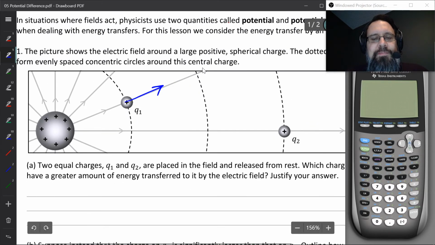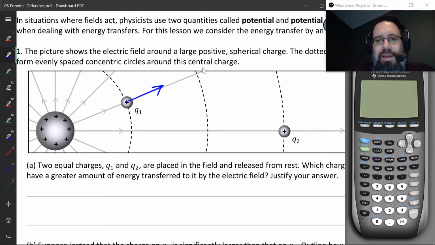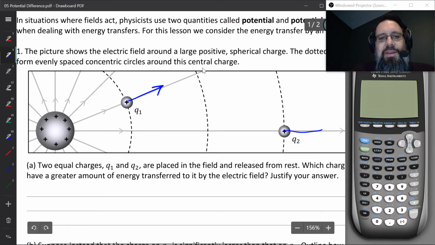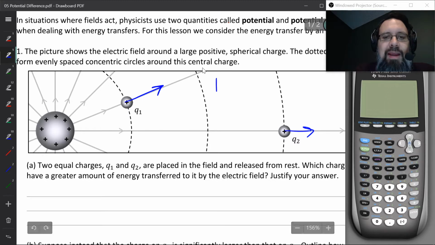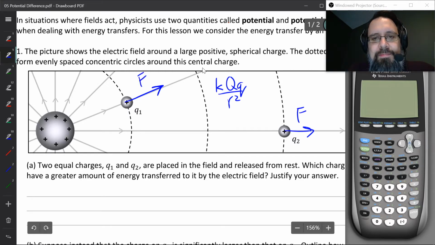What about Q2? Also repelled. It's going to repel as well. But what's the main difference between Q1 and Q2 as it relates to this configuration here? Distance from the center point. You got it. Q2 is way further away. So if we remember back to Coulomb's law, kQQ over r squared, how is the force on Q2 going to compare to the force on Q1? Way less. Yeah, it's going to be way less. So let me draw that as a much smaller arrow.